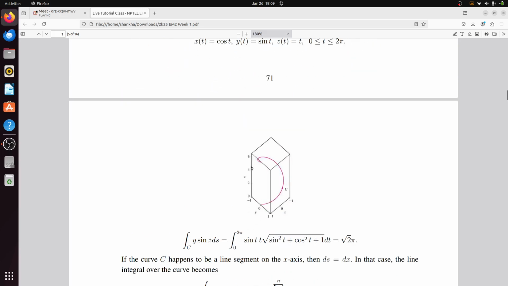y sine z. Here what will we get? You will get sine t into sine t, right? Sine square t will come. See, because here z is equal to sin t. So that will be sine square t, right? Yes, sir.